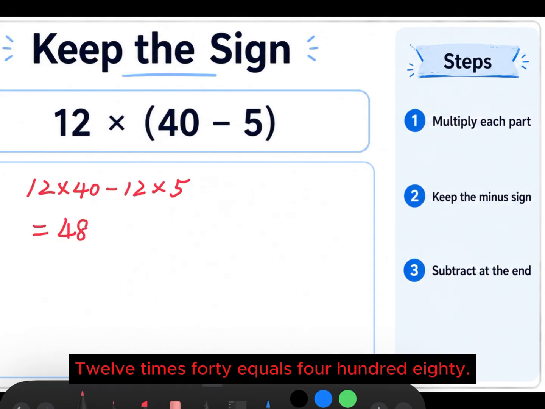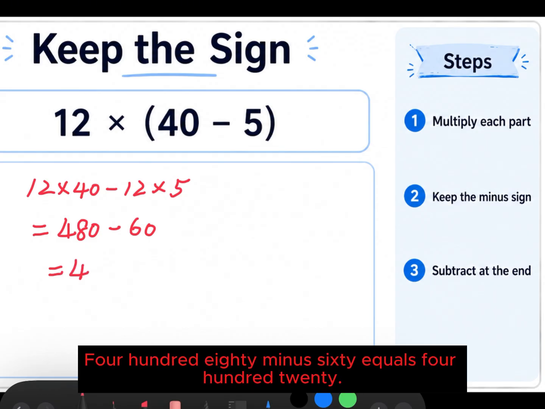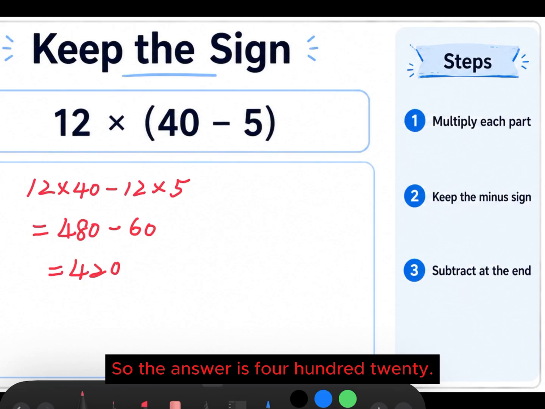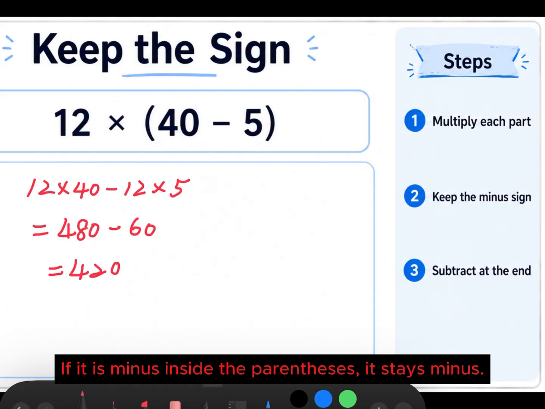12 times 40 equals 480. 12 times 5 equals 60. 480 minus 60 equals 420. So the answer is 420. The most important point is this. Do not change the sign. If it is minus inside the parentheses, it stays minus.